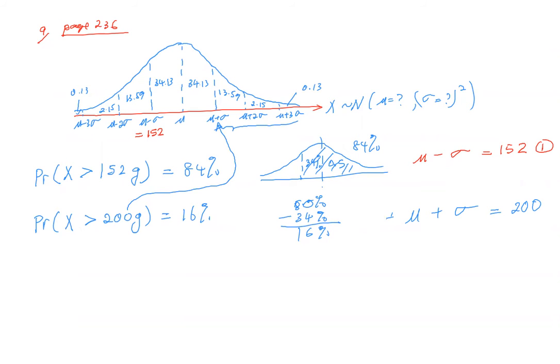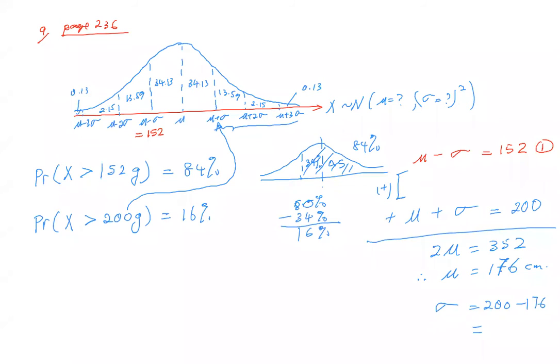So can I find the mean and the standard deviation now? Yes. If I add up these two, I will get 2 mean equal to 352. So therefore, the mean is equal to 176. And the standard deviation will be equal to 200 minus 176, which is 24 grams.